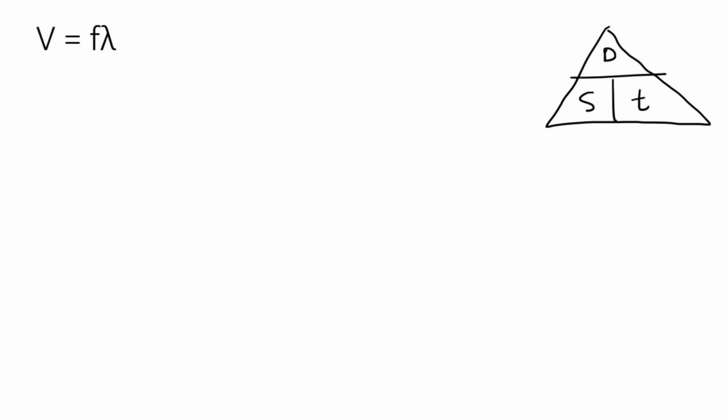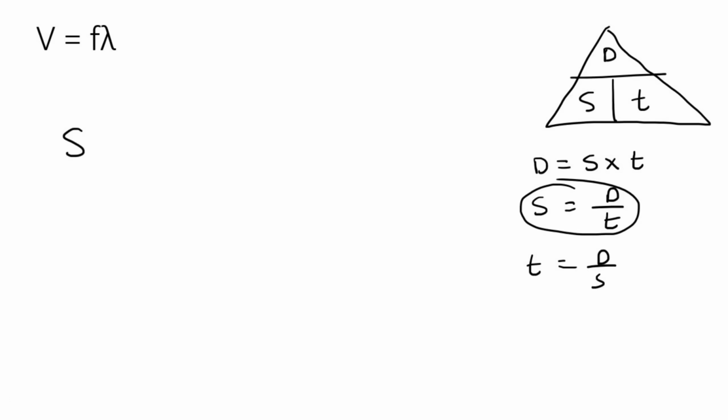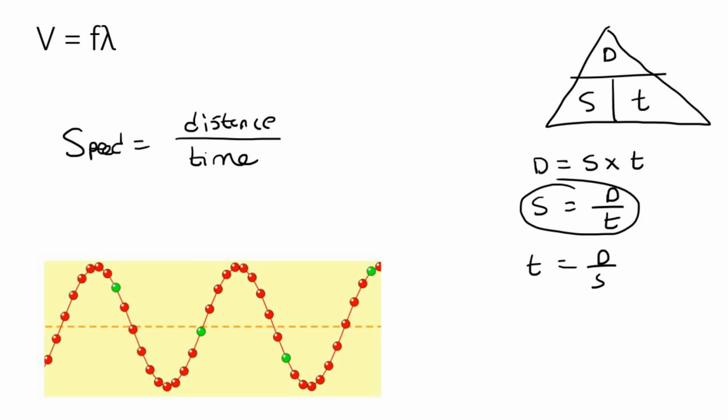And so, for example, distance is equal to speed multiplied by time, speed is equal to distance over time, and time is equal to distance over speed. Now, I want us to focus in on this one quickly. So speed is distance over time.